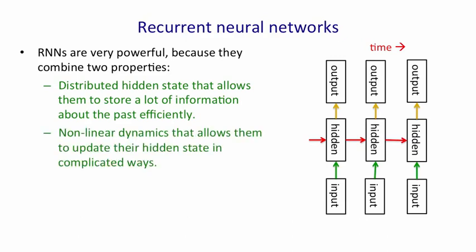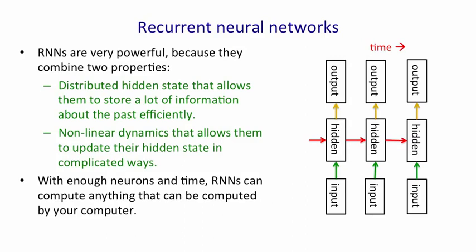They're also non-linear. You see, a linear dynamical system has a whole hidden state vector, so it's got more than one value at a time, but those values are constrained to act in a linear way so as to make inference easy, and in a recurrent neural network we allow the dynamics to be much more complicated. With enough neurons and enough time, a recurrent neural network can compute anything that can be computed by your computer. It's a very powerful device.